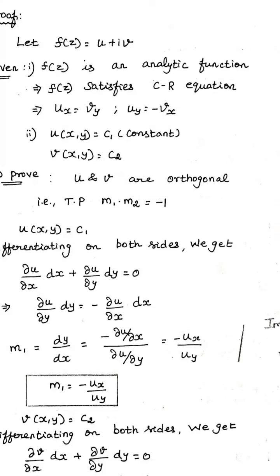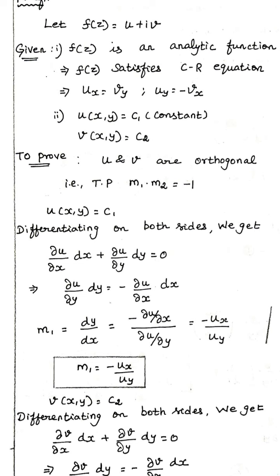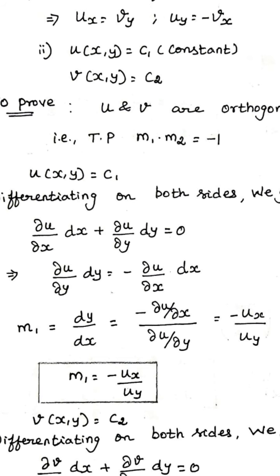And what is the second given thing? u is constant and v is constant. All those things I write. And then the second thing we are going to prove is that u and v are orthogonal. That is, I am going to prove m1 into m2 is equal to -1, where m1 is the slope of the u curve and m2 is the slope of the v curve.